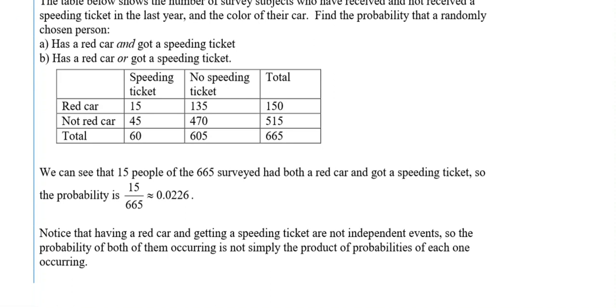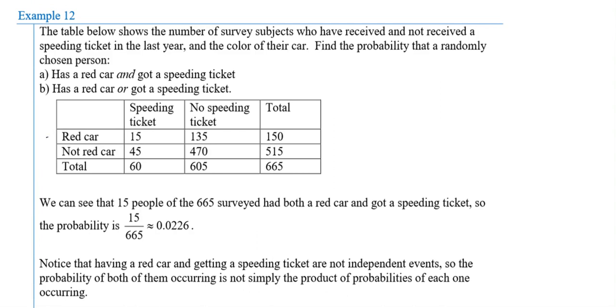All right, so for the first part, it's just a red car and got a speeding ticket. If we look at this row, these are all the red cars. So this is the red cars that got a speeding ticket, and this is red cars, no speeding ticket. The total of just those 2 is those two added together. And then not a red car, here's the number of speeding tickets and no speeding tickets, and those 2 added together. Your total for speeding tickets would be 60, total for no speeding tickets would be 605, and then your entire total is this one.